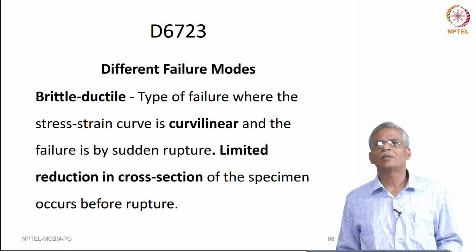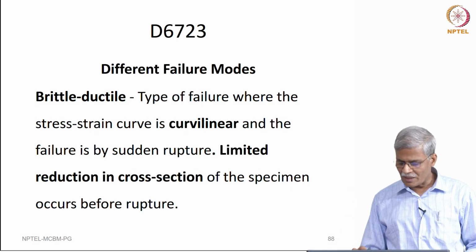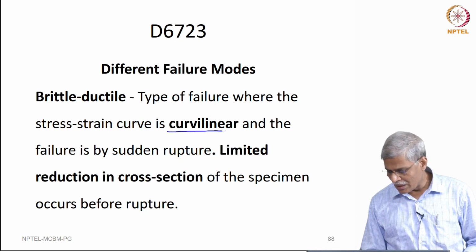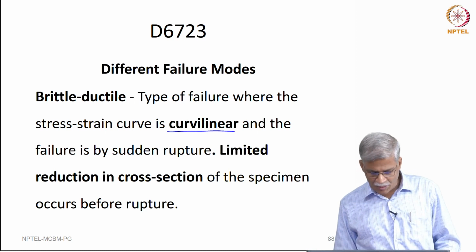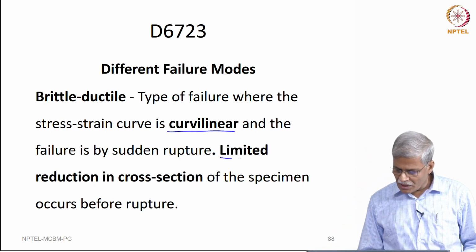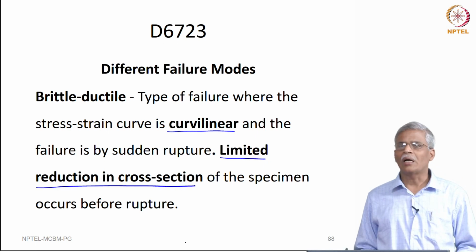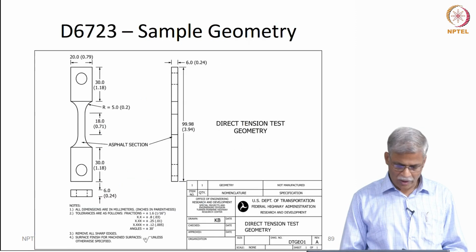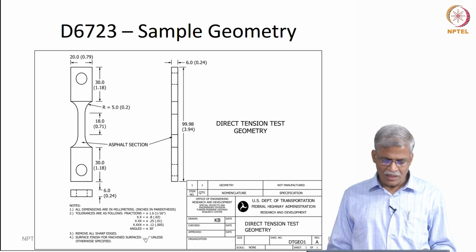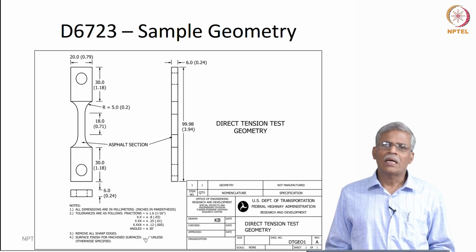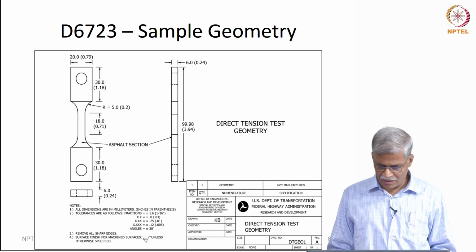Now, we look at the brittle ductile mode, the type of failure where the stress strain curve is curvilinear. Please take a look at this specific word: the failure is by sudden rupture, and limited reduction in the cross section of the specimen occurs before rupture. Okay. So, what we normally do in this particular test is you can actually look at the cross section of the sample. So, this is the typical sample that is made.